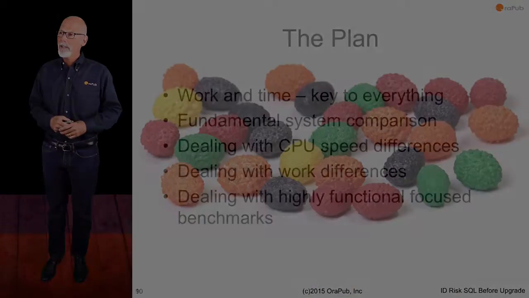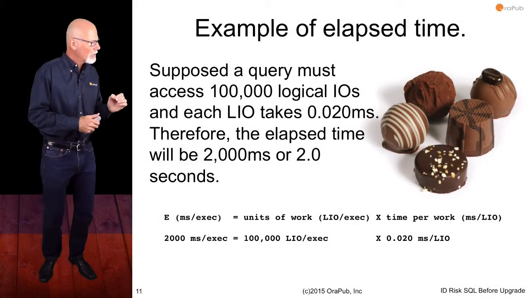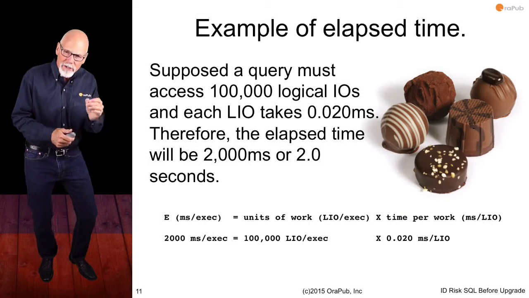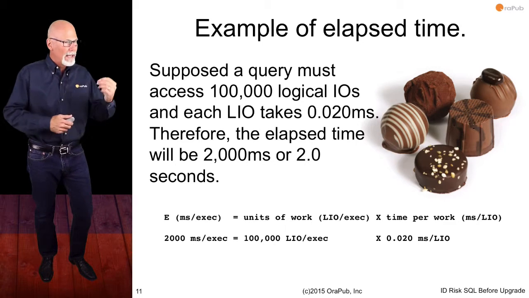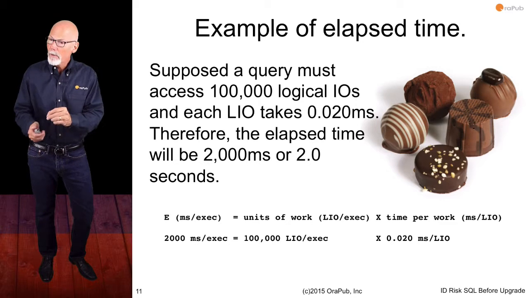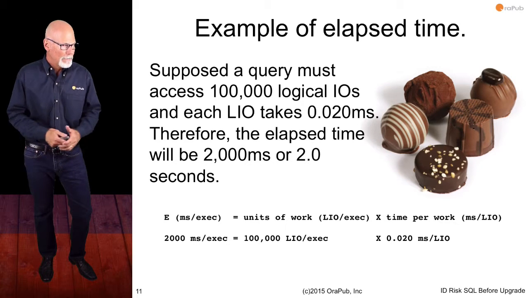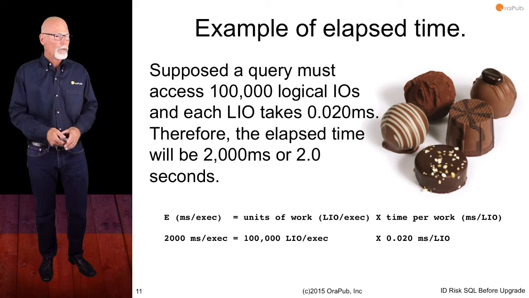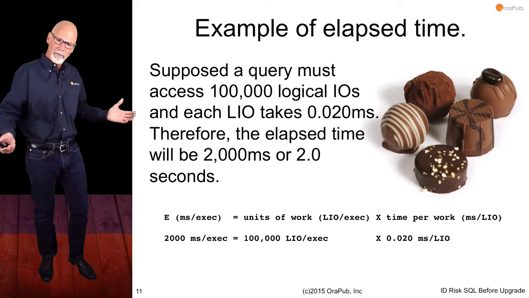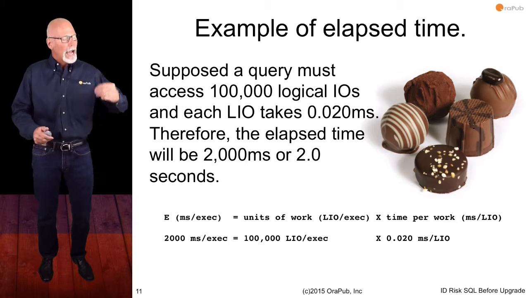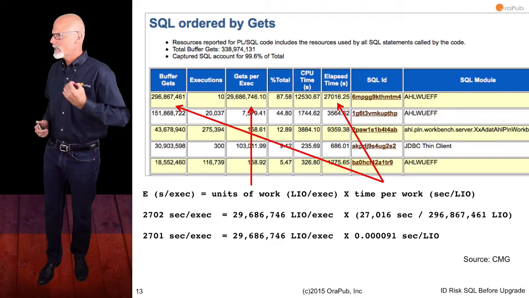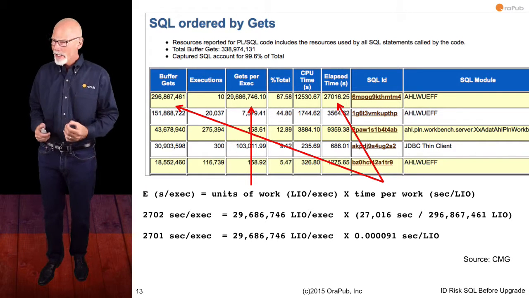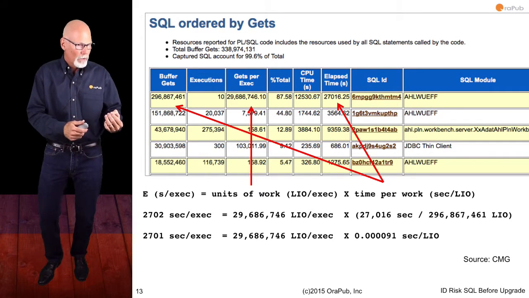We're going to start with work and time. Each logical I/O takes about 0.02 milliseconds to process. So I have the work and I have the time to process each piece of work. What's the elapsed time? 2,000 milliseconds, or 2 seconds. It's just like candy. How many pieces of candy? How long does it take to eat each piece of candy? How long does it take to process each piece of candy, or each logical I/O in this case?